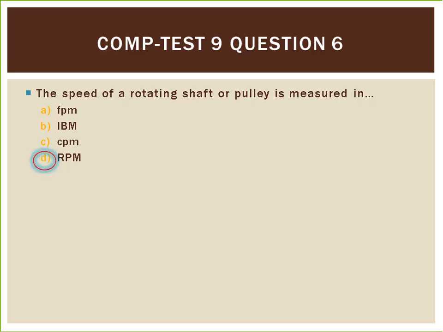Answer A is not correct because it is an acronym for feet per minute. Answer B is not correct because it is an acronym for a large computing corporation. Answer C is not correct because it is an acronym for cycles per minute.